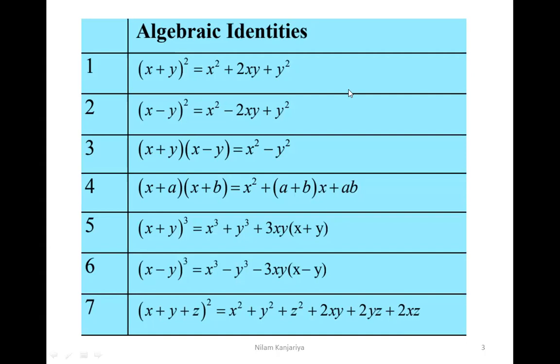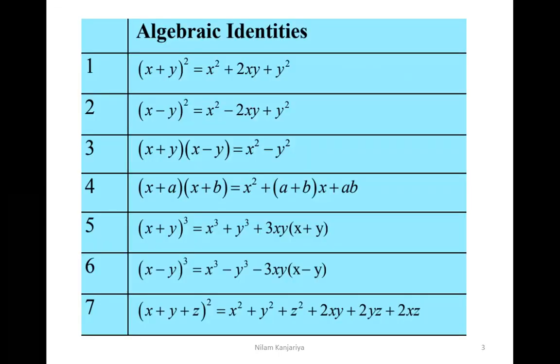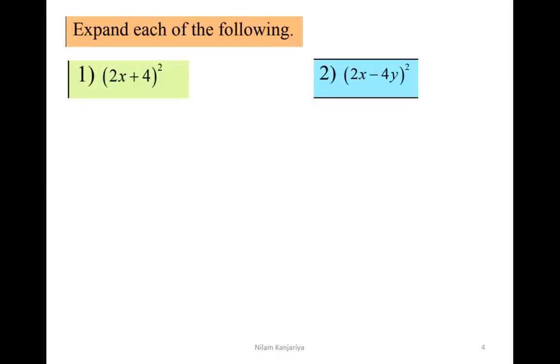Fourth identity is (x + a)(x + b) = x² + (a + b)x + ab, then (x + y)³, (x − y)³, and (x + y + z)². You will study these more in your lecture class also, okay? If anyone needs, I can write it. So let's start the first example.